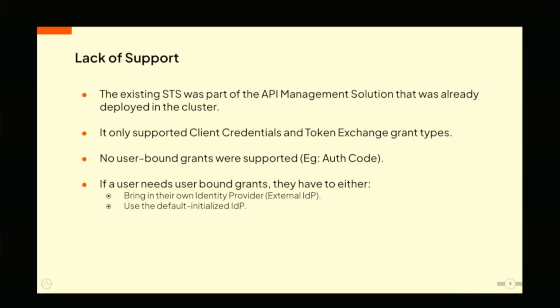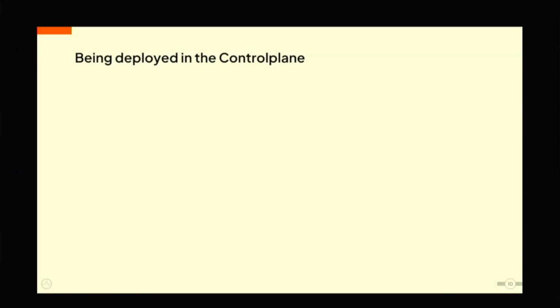So we, by default, initialized it for them. So it's also an external identity provider. For someone who just quickly signs up on our product and wants to try out something quickly, this was a terrible experience, right? If they wanted to try out a user-bound flow, they had to sign up in another platform, configure their stuff, and bring the configuration into our platform. It was too much work. So we needed a better STS solution.